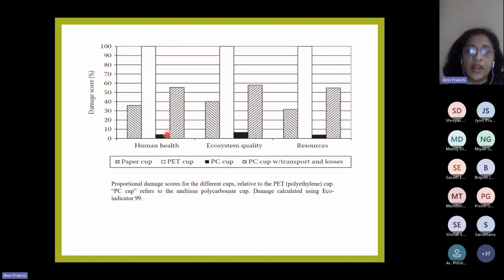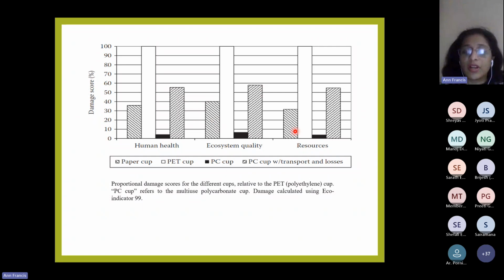Here you can see that obviously the single-use plastic cup is showing the highest impact. But the polycarbonate cup, when we are not considering transportation or washing, shows a very low impact. But if we are considering transportation with the losses, so instead of 150 uses, if we end up getting a lower number of uses, we'll end up purchasing more cups for the same purpose. So there again, the impacts we can see are quite high.